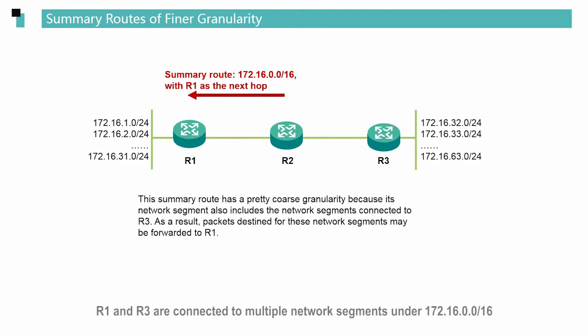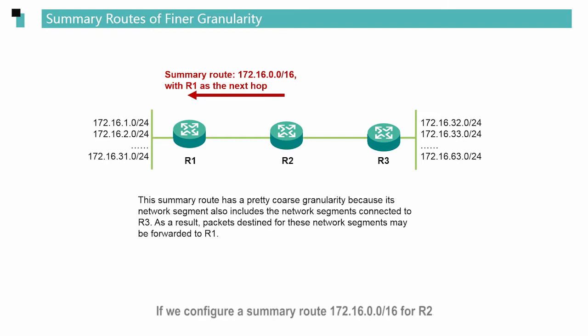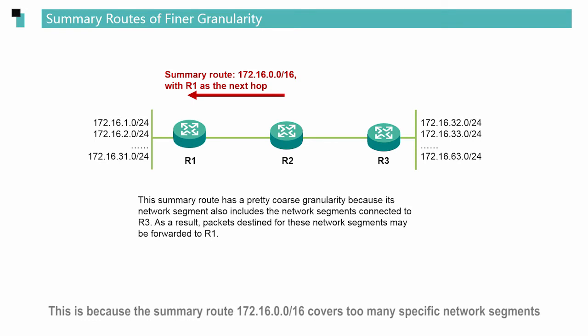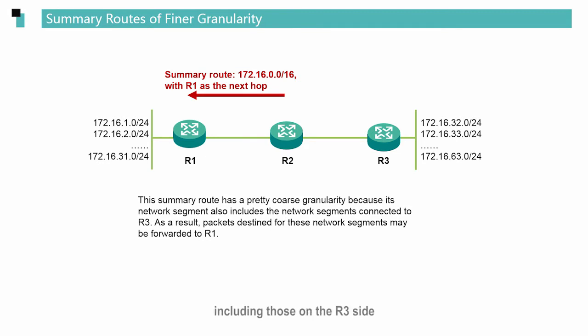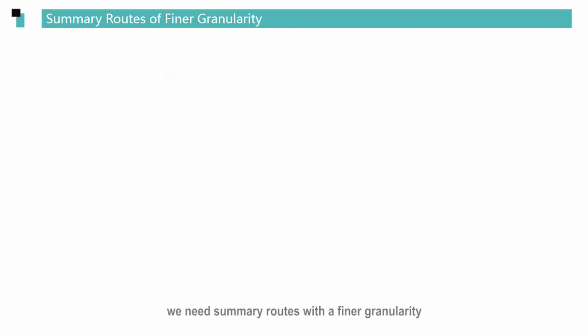In this network, R1 and R3 are connected to multiple network segments under 172.16.0.0/16. If we configure a summary route 172.16.0.0/16 for R2 with R1 as the next hop, and R2 receives a packet destined for 172.16.32.0/24, R2 will use this summary route to forward the packet to R1. This is because the summary route 172.16.0.0/16 covers too many specific network segments, including those on the R3 side. In this case, we need summary routes with a finer granularity.